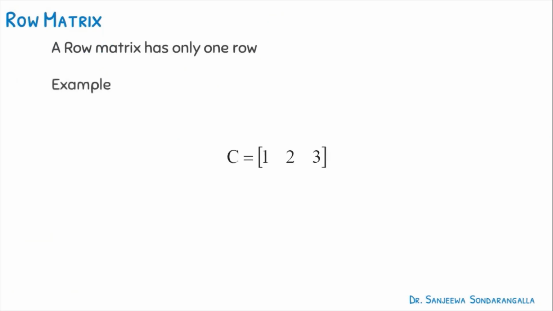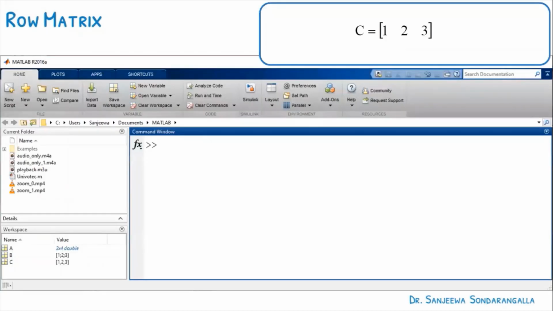Row matrix. A row matrix has only one row. Now consider this row matrix. To define a row matrix in MATLAB, type C equal, open the square bracket, 1, space, 2, space, 3, close the square bracket, then enter. This is the row matrix.